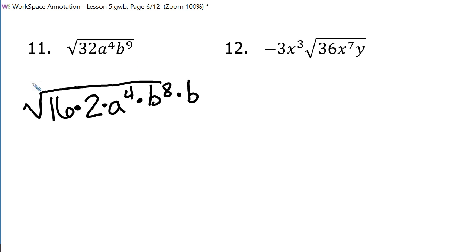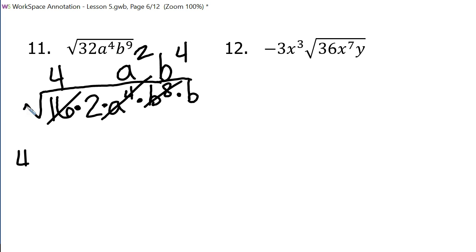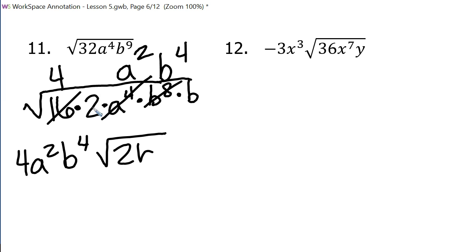Mark out this 16. What's the square root of 16? 4. Mark out a to the 4th. What's the square root of a to the 4th? A squared. Mark out b to the 8th. What's the square root of b to the 8th? b to the 4th. So this would be 4a squared, b to the 4th. What's left on the inside? 2b.